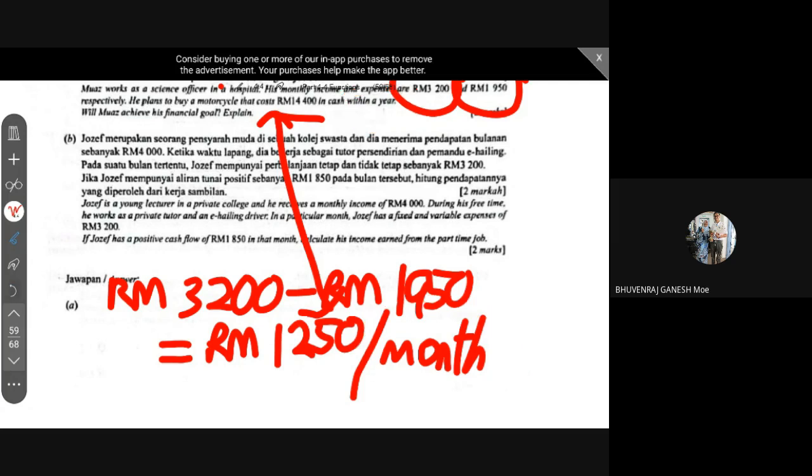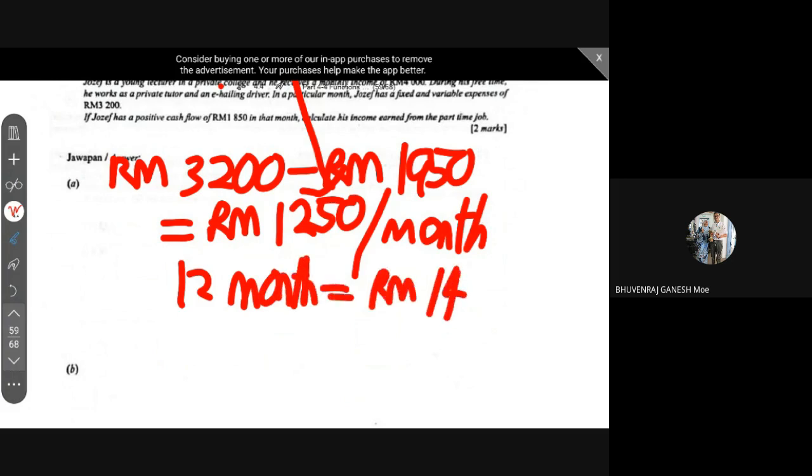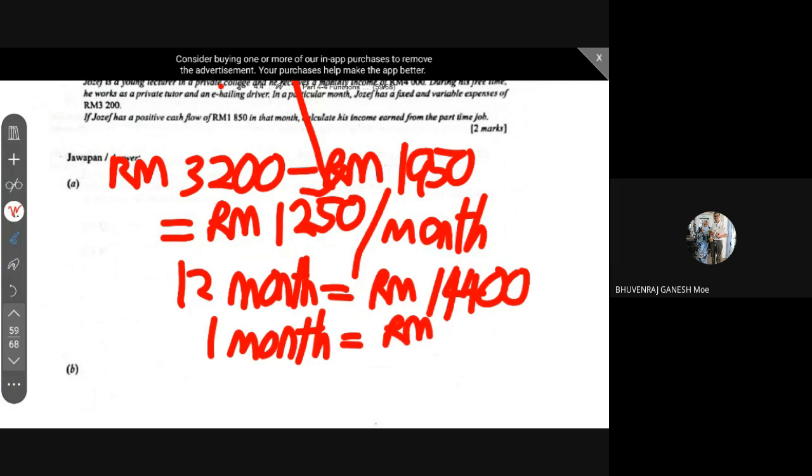Don't rush. It's okay. That's why we need to divide this by 12, because this is within 1 year. So 1 year is 12 months, right? So 12 months, you get 14400. So for 1 month you need to divide by 12, right? Can you calculate and tell me what you get for 1 month? Yes, very good. 1200.